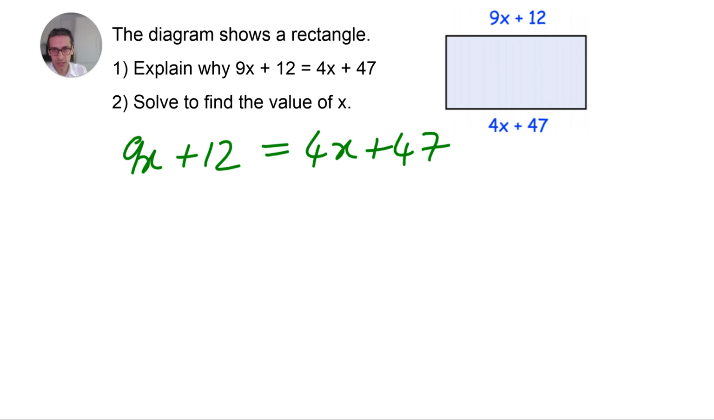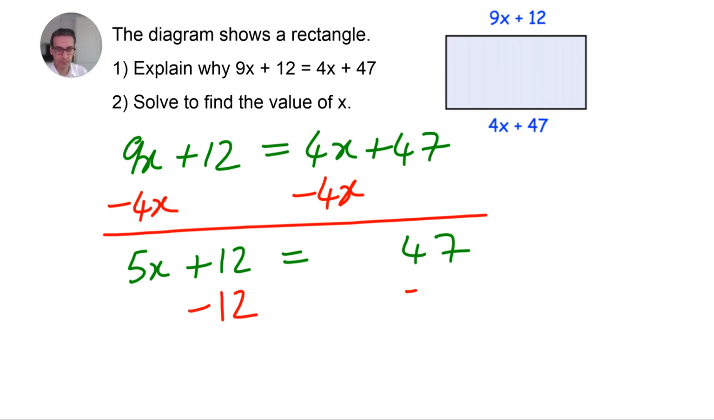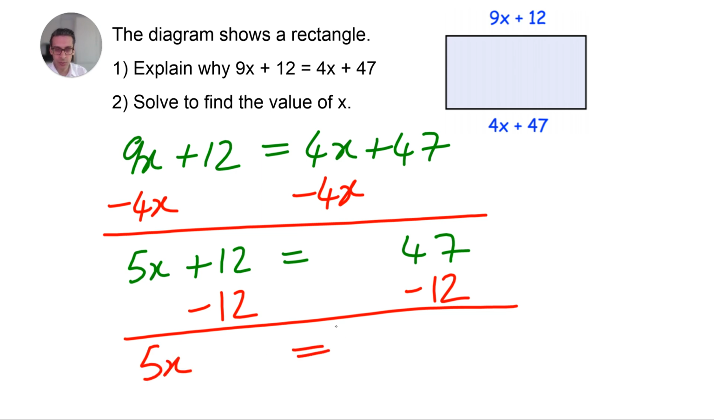So in order to solve this, you just use the same skills as before. Find the least unknown, which in this case is 4x. And we're going to make a zero pair on both sides of the equal sign. That then becomes 5x plus 12 equals 47. We're then going to take away 12 from both sides. And then that becomes 5x is equal to 35.